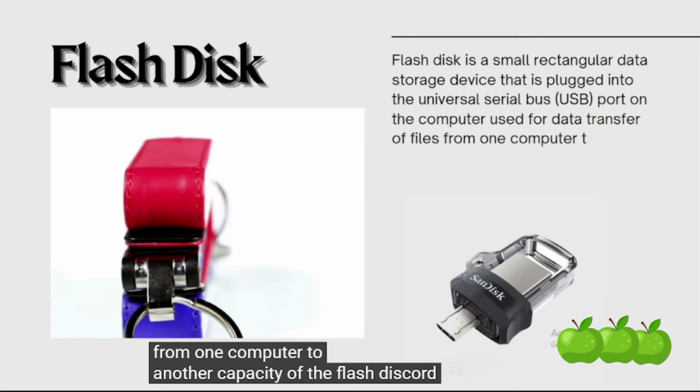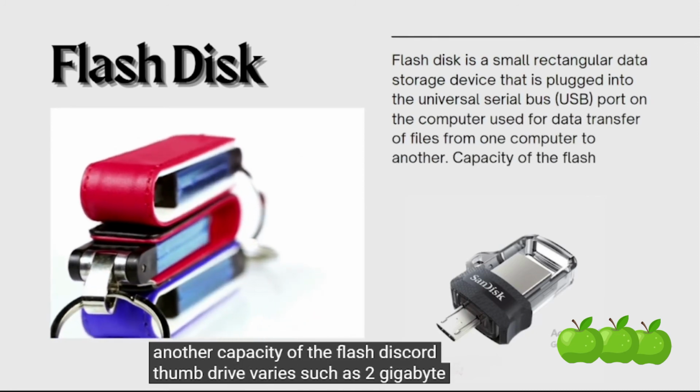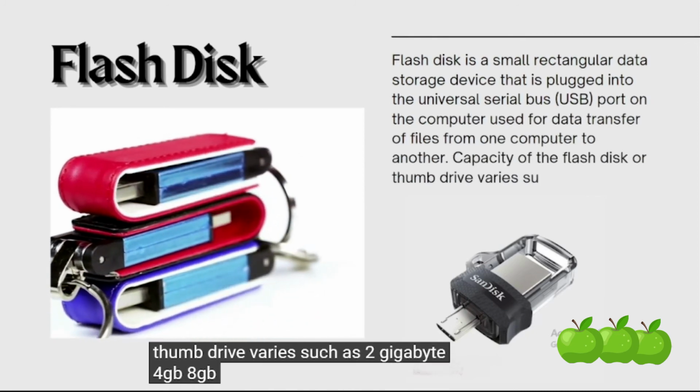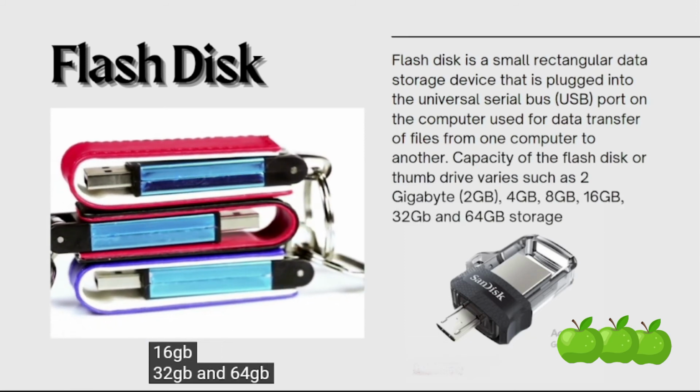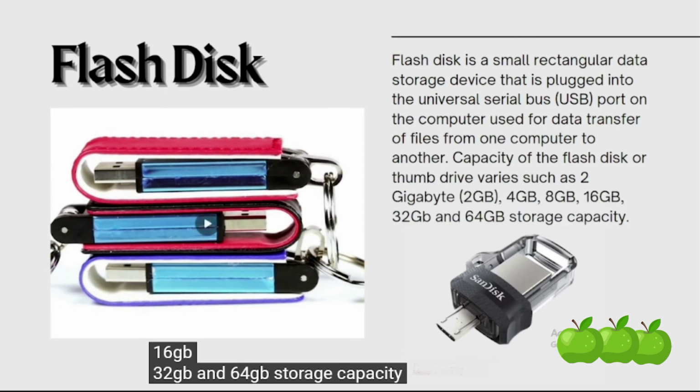Capacity of the flash disk or thumb drive varies, such as 2 GB, 4 GB, 8 GB, 16 GB, 32 GB and 64 GB storage capacity.